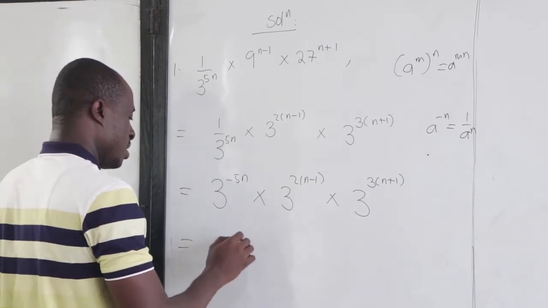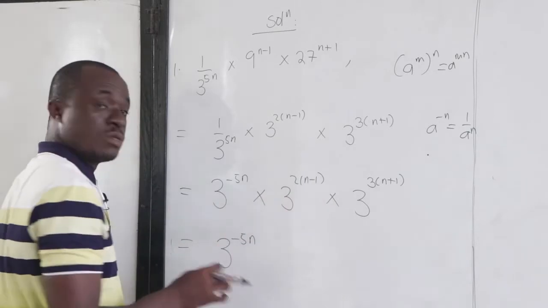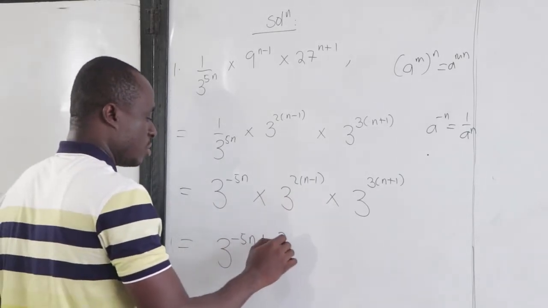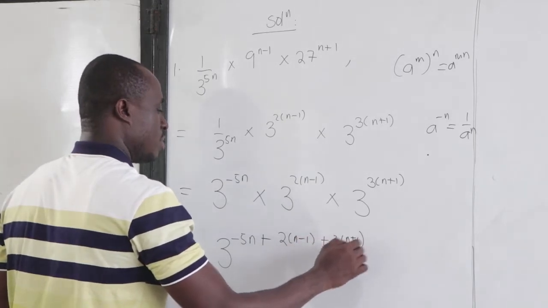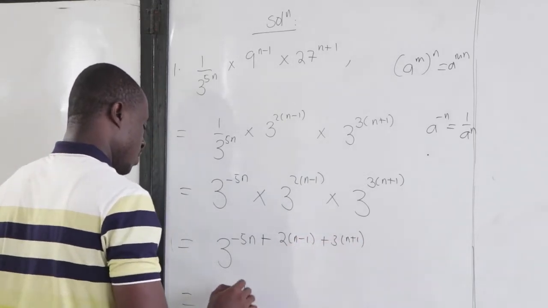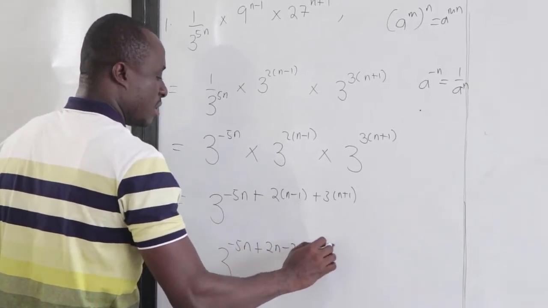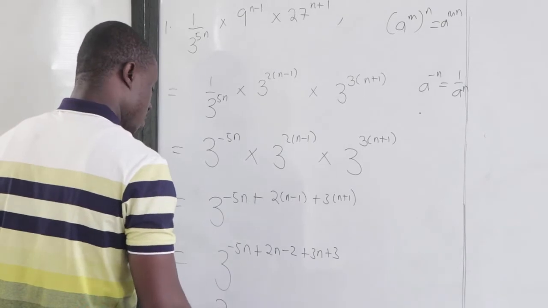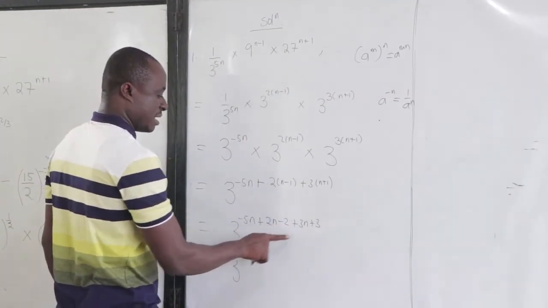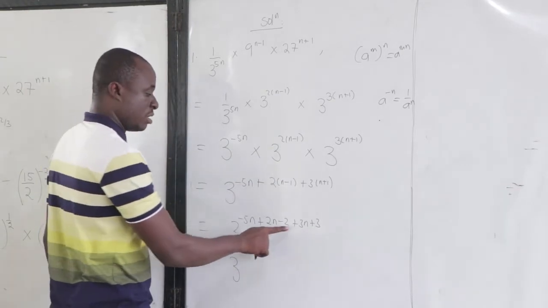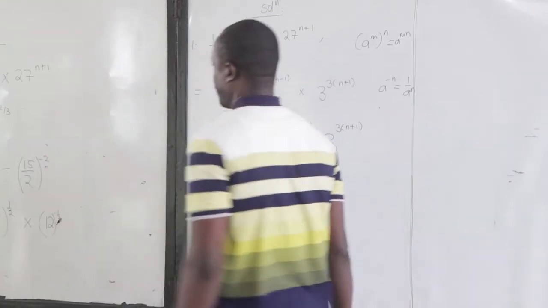Here you have 3 to the power negative 5n plus 2n minus 1 plus 3n plus 1, because it is multiplication, so we add. That gives 3 to the power negative 5n plus 2n minus 2 plus 3n plus 3. Now 2n plus 3n is 5n, minus 5n is 0, and negative 2 plus 3 is 1. So our answer is 3.